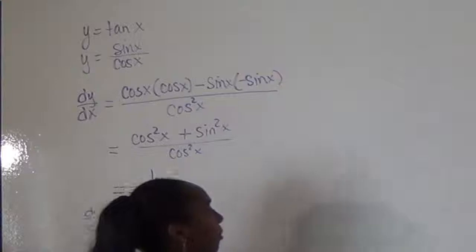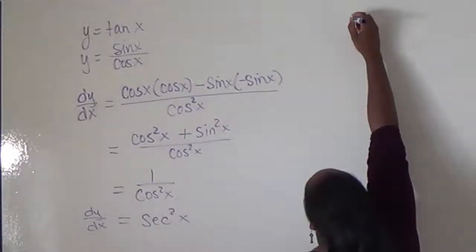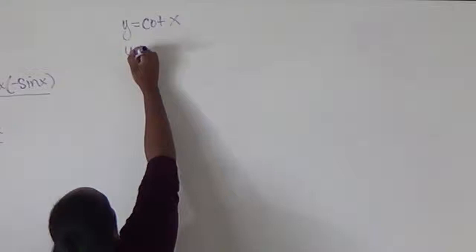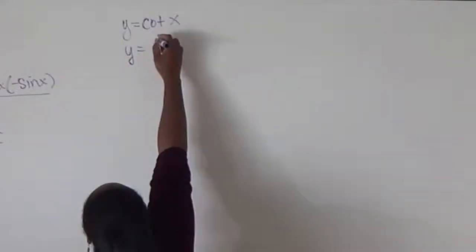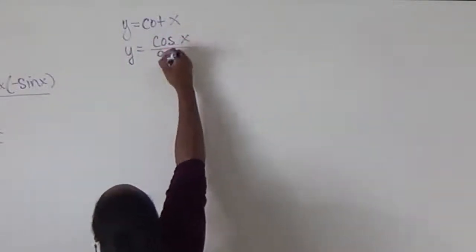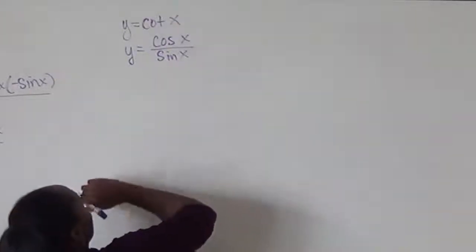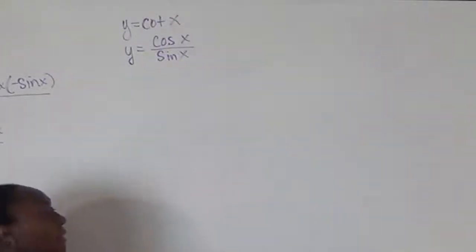Okay. And of course, the last one to look at is our y equal cotangent of x. So again, we can think of this as cosine x over sine x. You can also think of it as 1 over tangent. You can also think of it as your secant over cosecant. Okay. Here again, if I go back to cosine and sine, the idea is as long as you know those two derivatives, you can find any of the other 4.